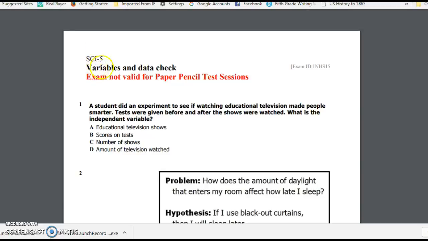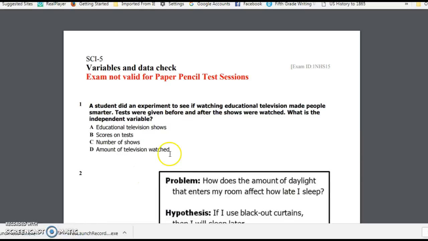This is Science 5, Variables and Data Check. On your loose leaf, you need to make sure you put your name, okay? I'm putting Mrs. G because that's my name. You're going to write your name on your loose leaf, okay? And then we're going to put the number 1 for now. You use your lines. A, B, C, D. That's all you need to number for now because we're going to come back in and add some information and use good strategies.